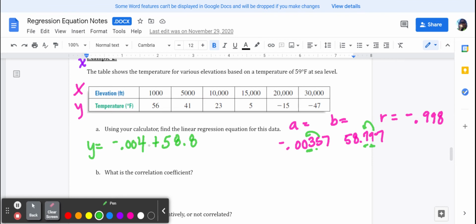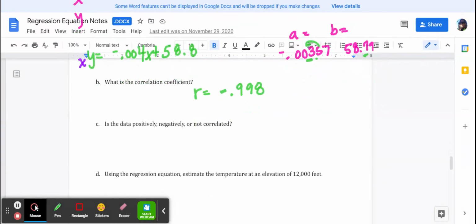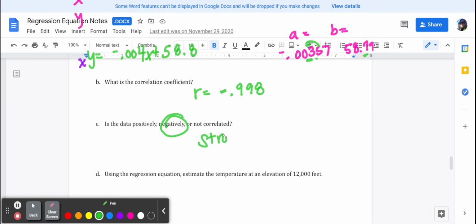And so that's going to be my regression equation for this. Now, the one thing I did forget here is you have to make sure you have the x. That's how we know that that's the slope, because it is attached to my x. The correlation coefficient is just the R value, which is negative 0.998, which would tell me that this has a negative correlation, and it's pretty strong. So the next question is pretty simple. Is it positively, negatively, or not correlated? Negative, because the R value here is negative. And I would even go as far to say this is a strong negative.